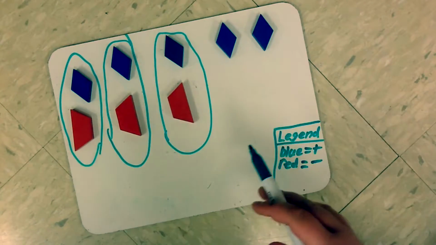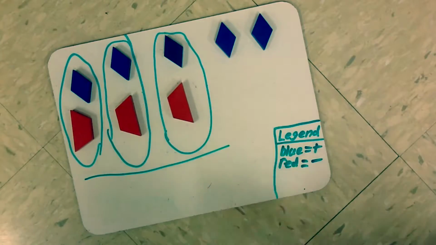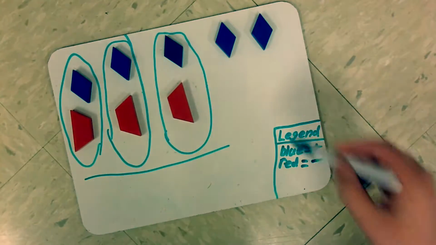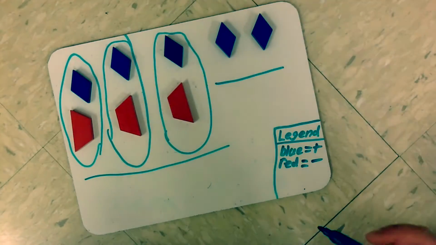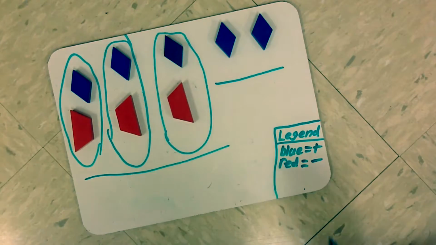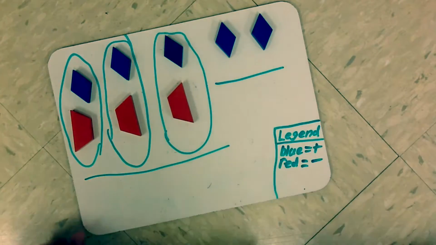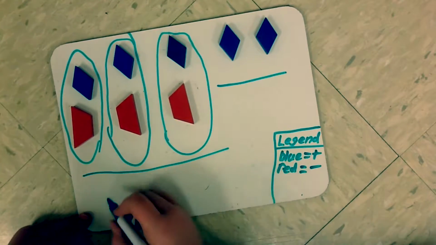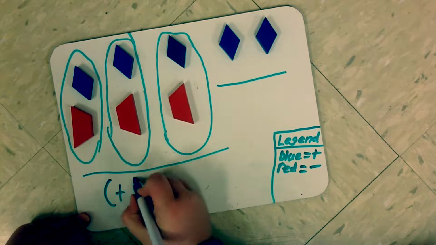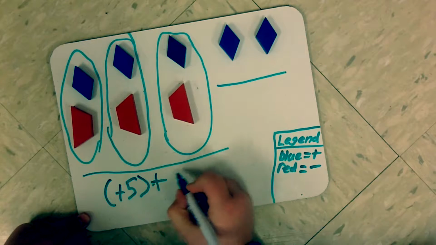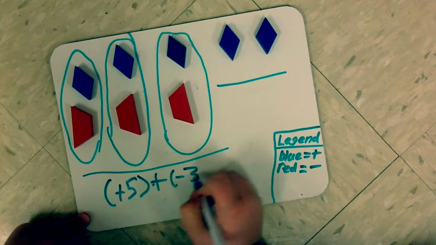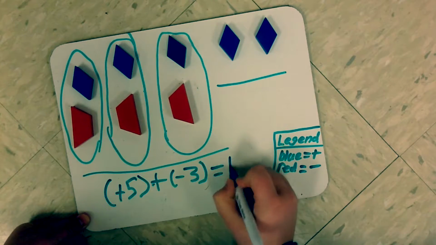These are the zero pairs. Right now, you eliminate them. What is left over is the 2 positive blue, and the leftovers would be your answer. So right now, the formula is plus 5 plus minus 3 equals plus 2.